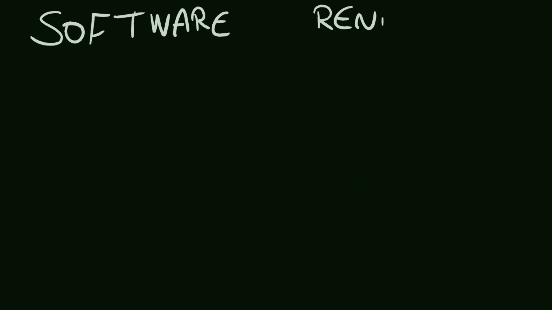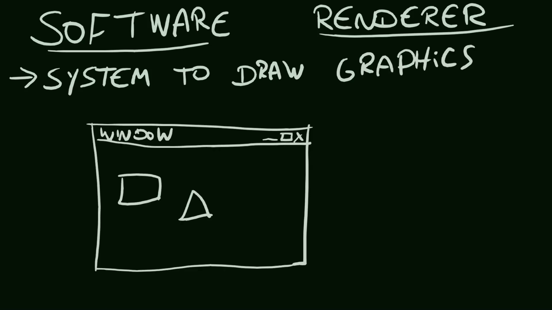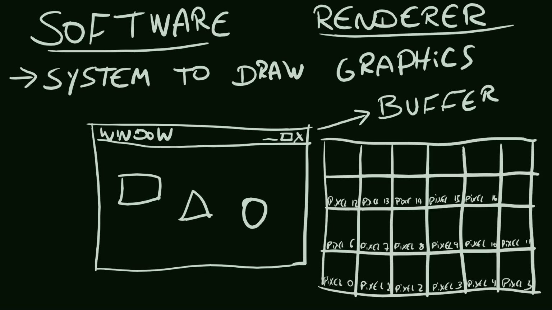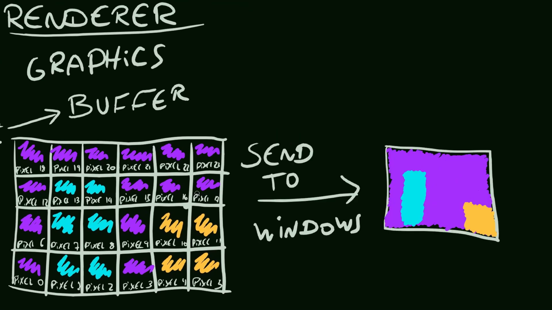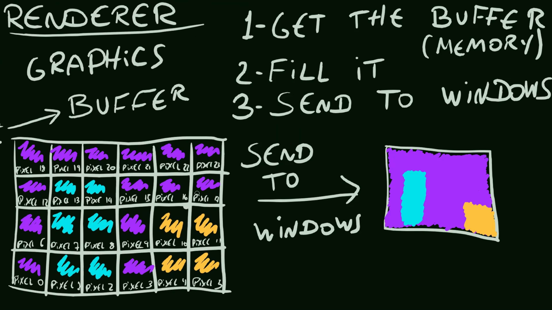The first thing we need to understand is how we are supposed to draw things to the window. In order to do this, we need a buffer. A buffer is just some piece of memory that we can use to process the pixels and the colors and then send to Windows so it can display it. So that configures the three steps we need to do. We need to get the buffer, fill it, and then send it to Windows.